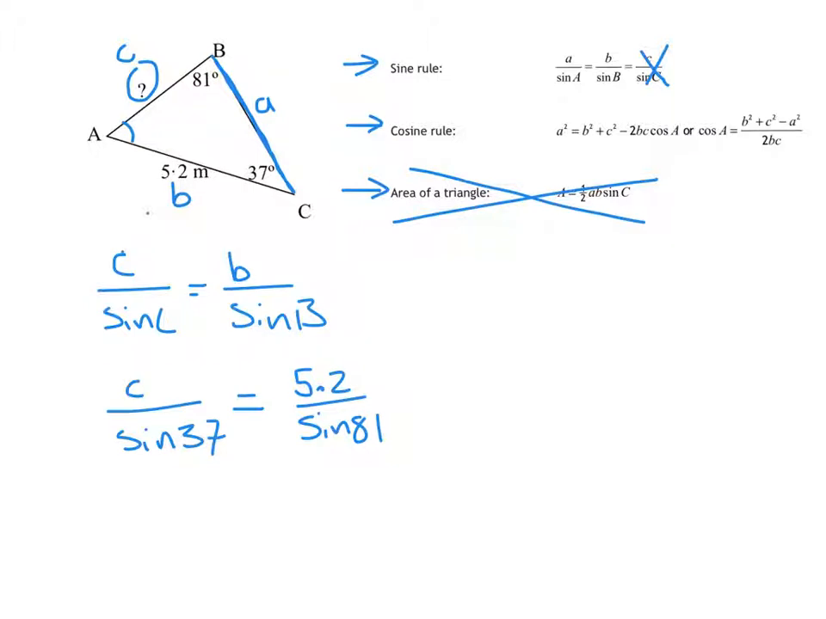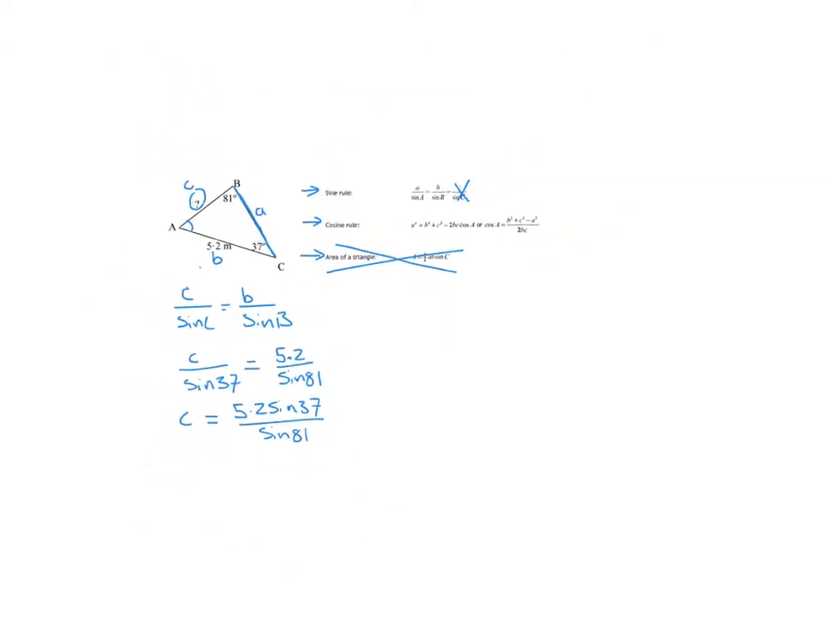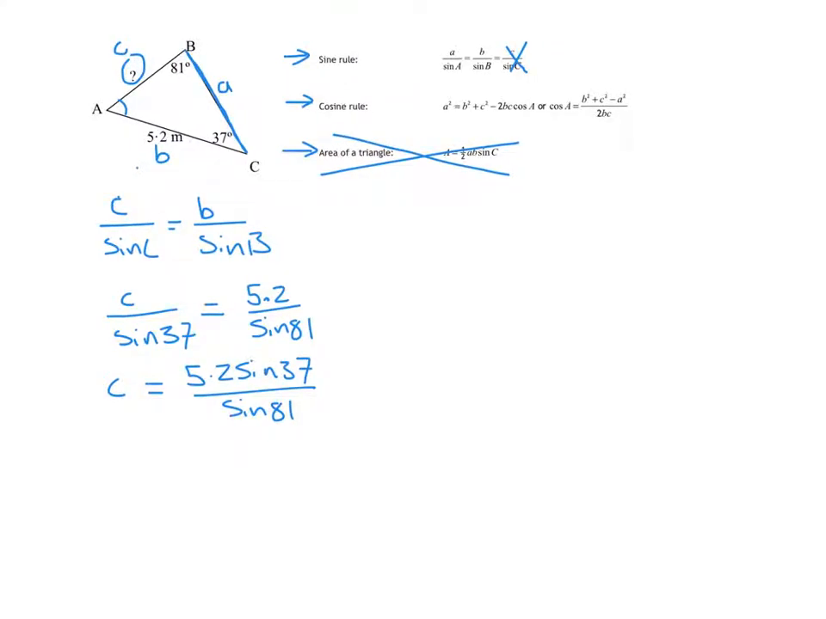Now I want to find C. What's been done to it? It's been divided by sine 37, so I multiply both sides by sine 37, and I get C equals 5.2 sine 37 over sine 81. And now we can just work that out in our calculator. C equals 3.17, and my measurement was in meters, so meters.